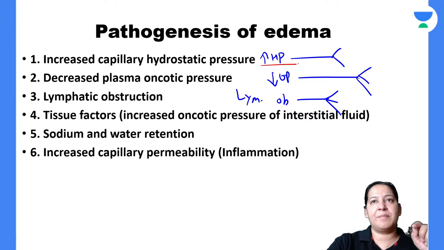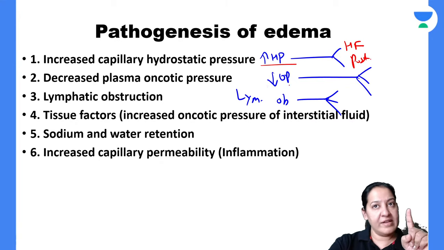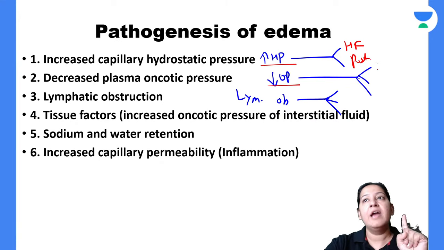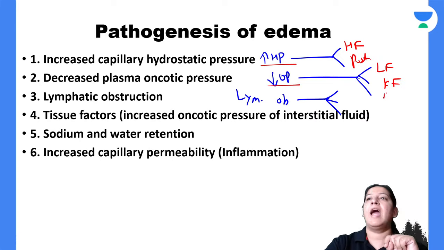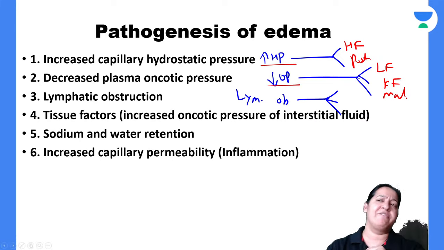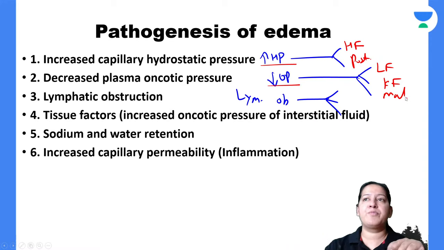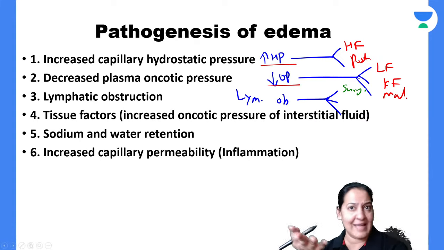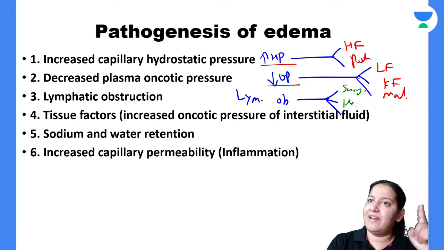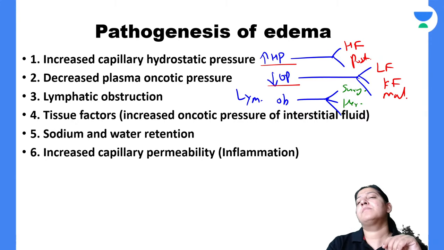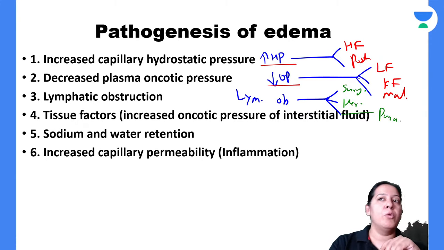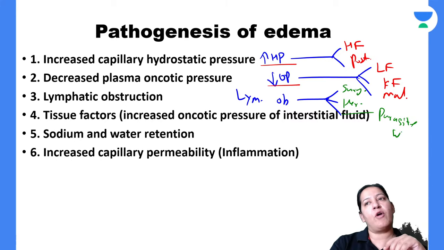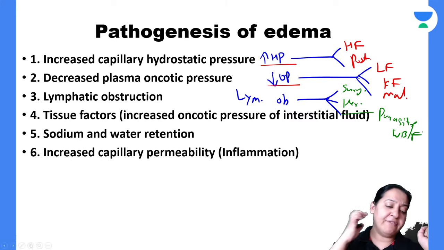Increased hydrostatic pressure has two reasons: heart failure, number one, and postural edema, number two. Decreased oncotic pressure has other organs, not the heart: liver failure, kidney failure, and malabsorption, that is intestinal failure, right? Lymphatic obstruction again has three reasons. Number one, surgically removed, like the axillary lymph nodes in breast cancer. Sometimes it is absent or abnormal hereditarily. And sometimes it is blocked by a parasite, most commonly Wuchereria bancrofti, also known as Filaria. It will lead to elephantiasis.